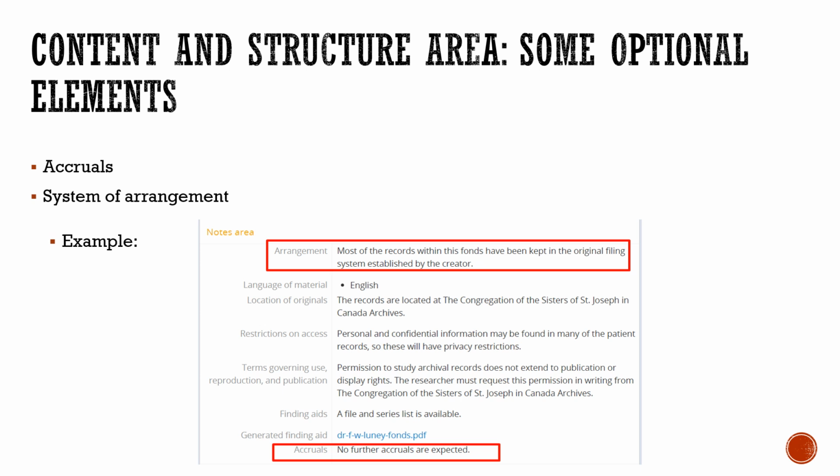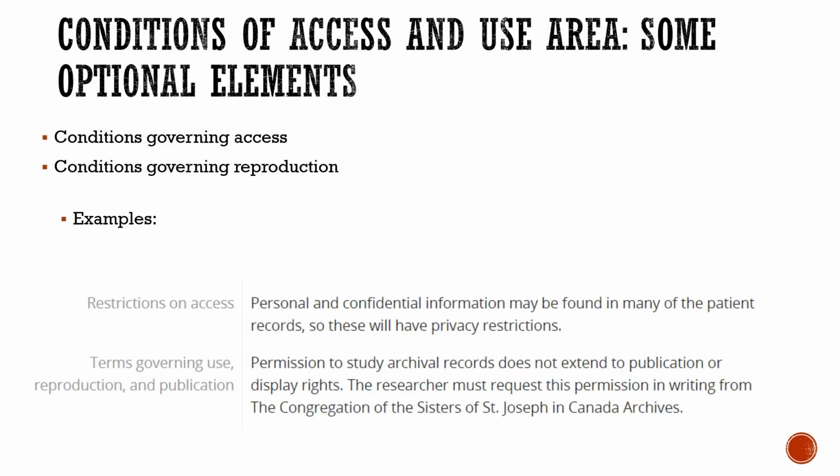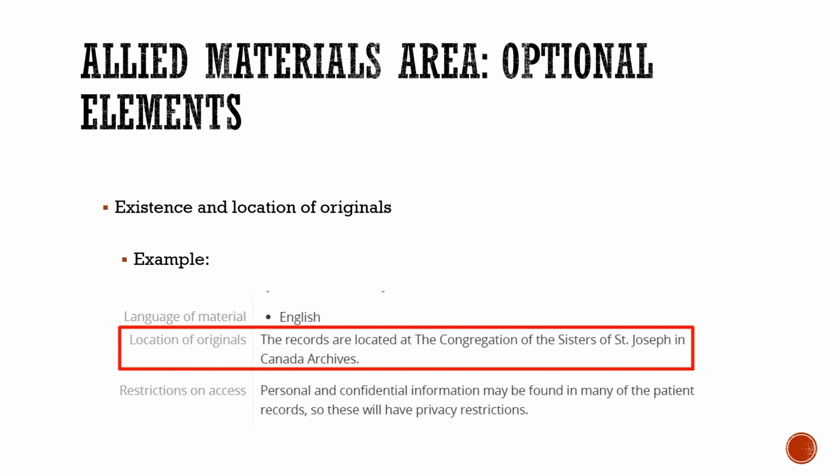There are a number of optional elements in the content and structure area. Some of these include noting whether there will be further accruals and what system of arrangement was used. There are a number of optional elements in the conditions of access and use area. These include noting what boundaries exist around reproduction of materials and whether there are access restrictions to these materials. There are also a number of optional elements in the allied materials area. One of these concerns where the original records are located.